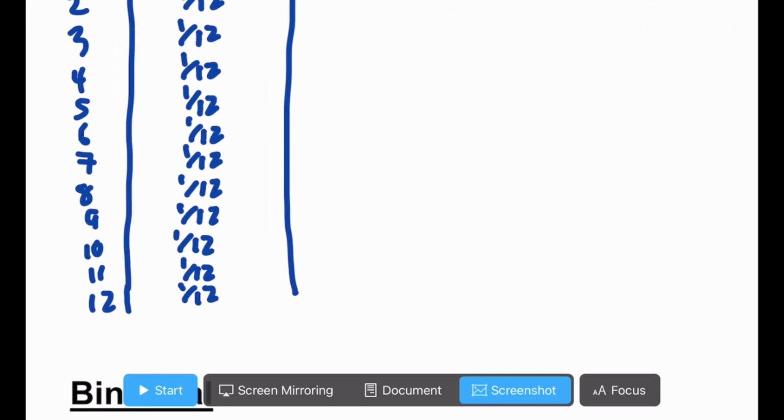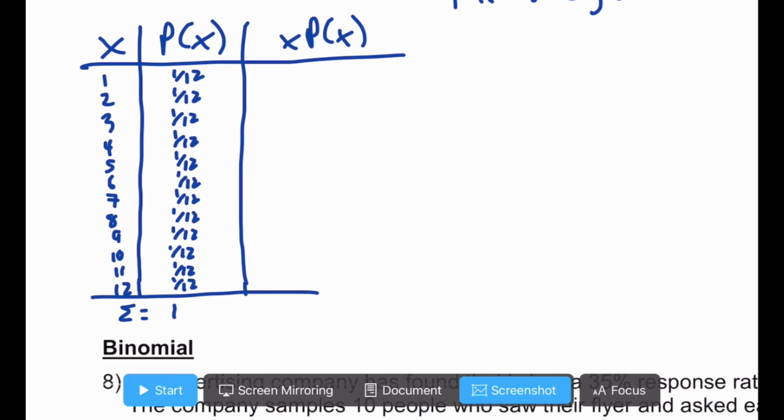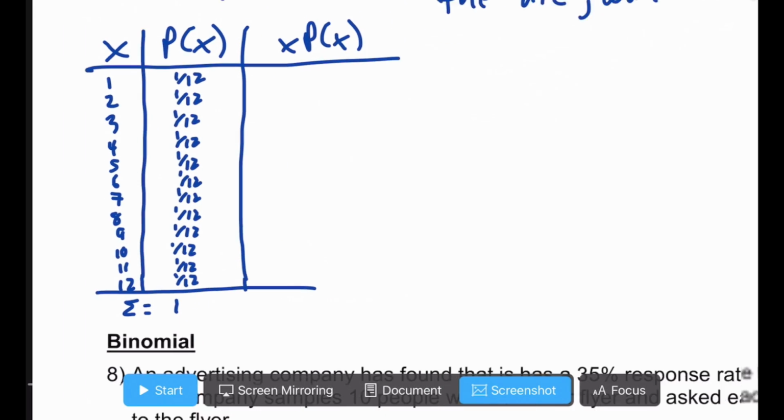We could do a sanity check and sum these up and make sure that our probability equals 100%. In this case, I just did 12 entries of 1 over 12, so I know right away that it's going to be 12 over 12 or 1 or 100%. So I don't need to actually do the math there. But for more complicated questions, it's good to double check.